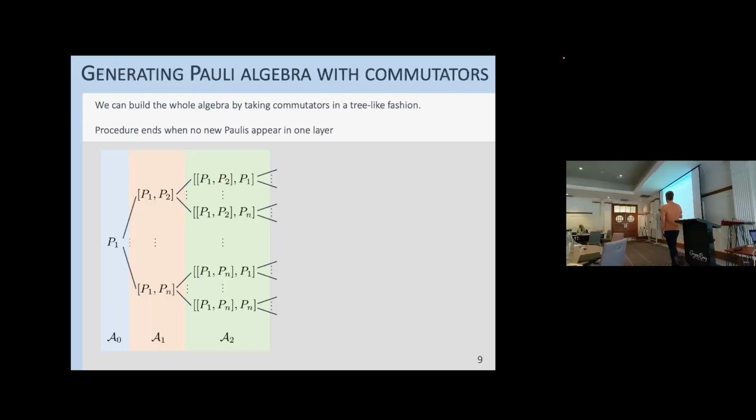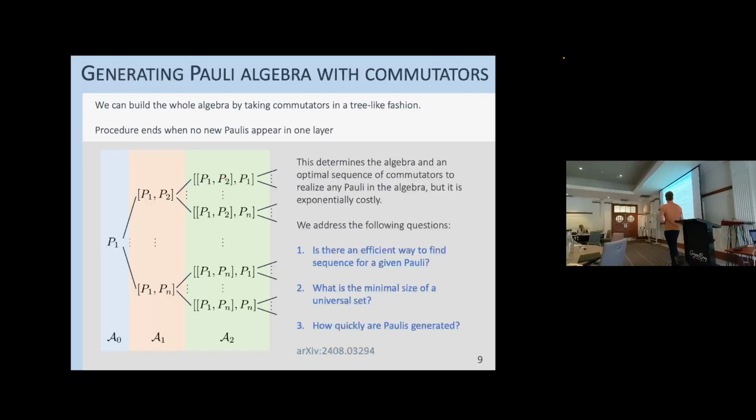And so I continue in this way, and at some layer, I'm not going to find any new polys. And that's how you know you're done. You've filled up the entire algebra, and then you can look, okay, does this tree have all polys or not? If it does, it's universal. If it doesn't, it's not universal.